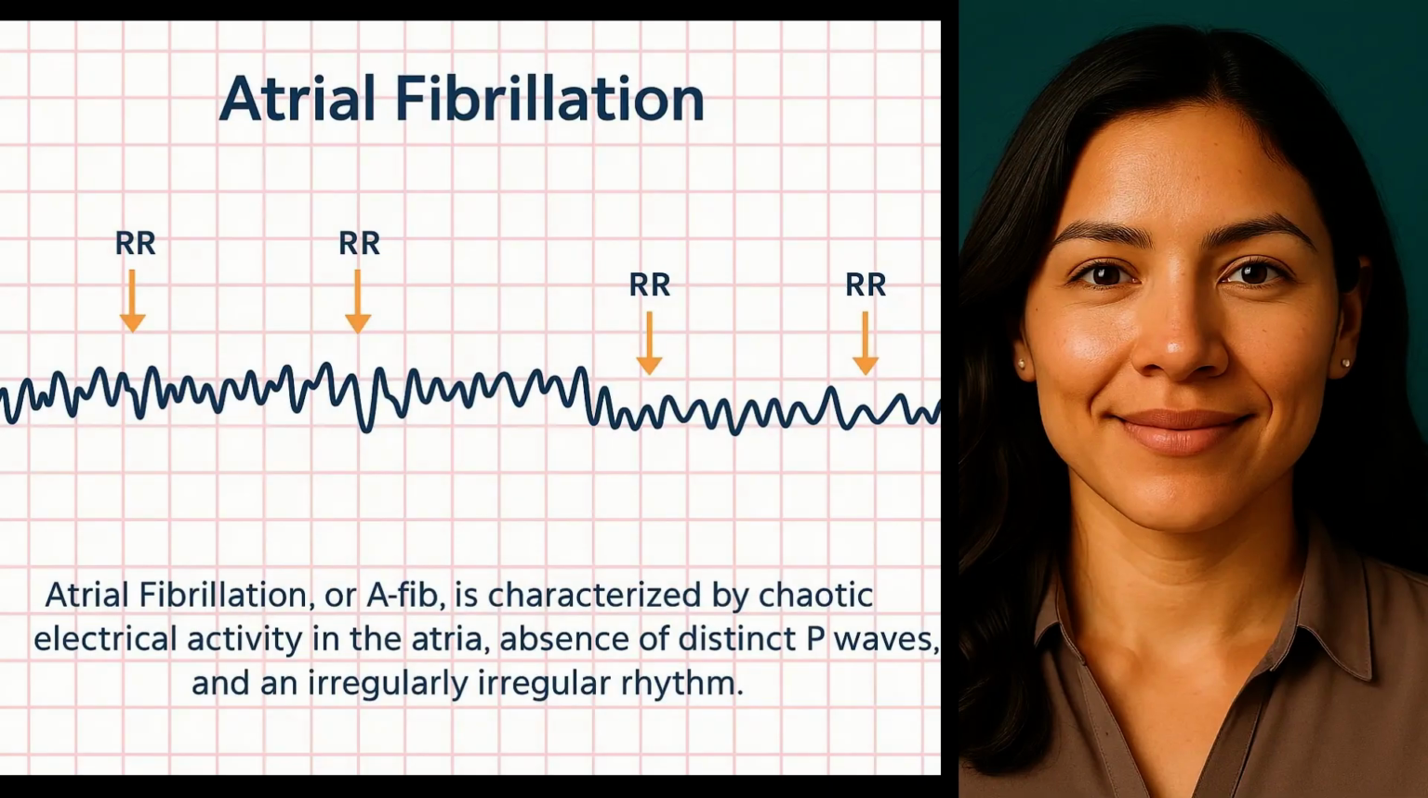Atrial fibrillation, commonly known as AFib, is characterized by chaotic electrical activity in the atria. You'll notice the absence of distinct P waves, replaced by fibrillatory waves, and an irregular rhythm. The RR intervals vary constantly, and this irregularity is a hallmark of AFib. This condition increases stroke risk and often requires anticoagulation.